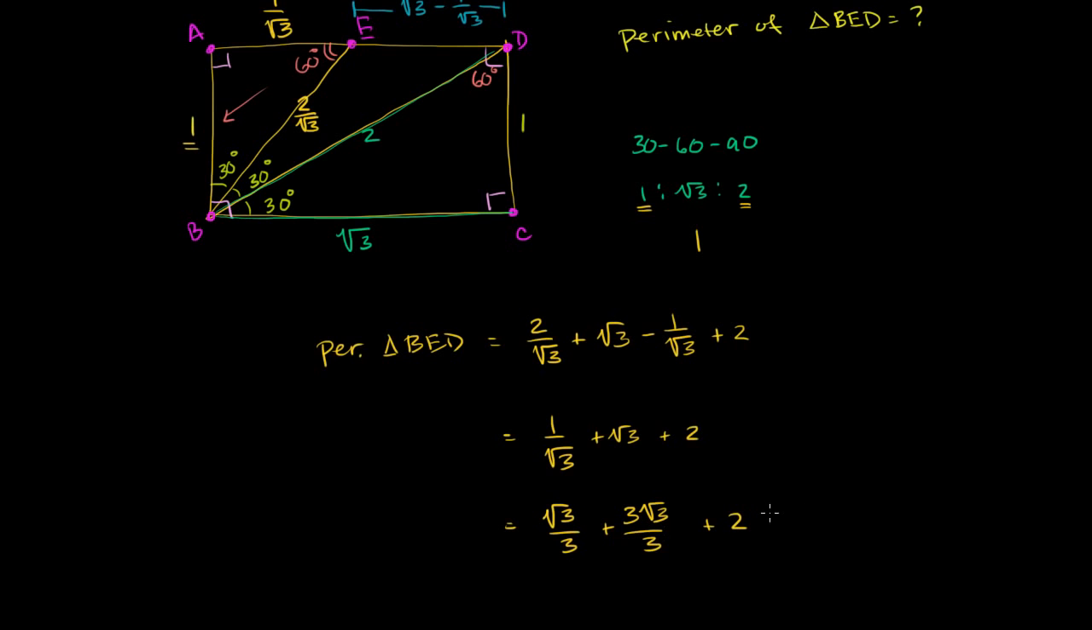And so this is the drum roll part now. 1 square root of 3 plus 3 square roots of 3, all of that over 3, gives us 4 square roots of 3 over 3 plus 2. Or you could put the 2 first. Some people like to write the non-irrational part before the irrational part. But we're done. We figured out the perimeter of this inner triangle BED right there.